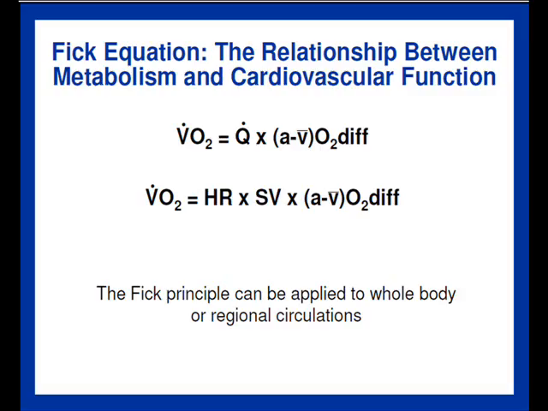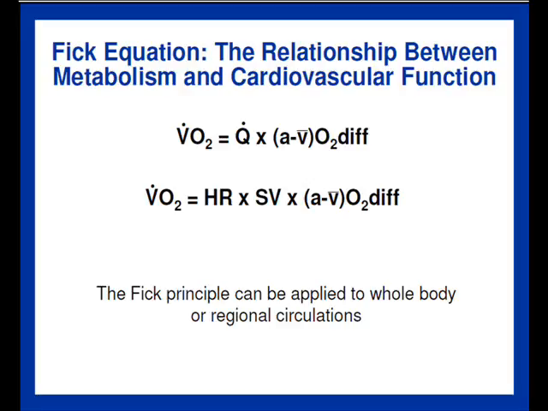Cardiovascular function, right? So VO2 is dependent upon the cardiac output times the AVO2 difference, which you now know what that is, right? How much is extracted by the muscle, the tissue bed. Okay, so that describes the relationship between metabolism, which is VO2, and cardiovascular function, which is obviously cardiac output times AVO2.